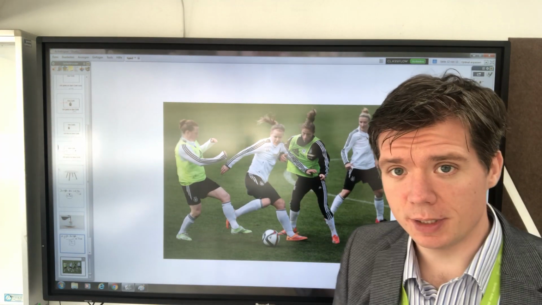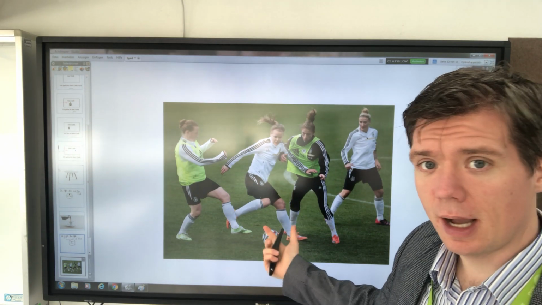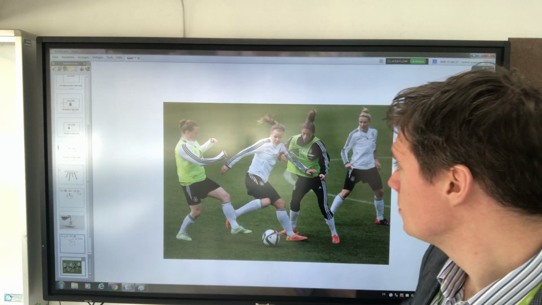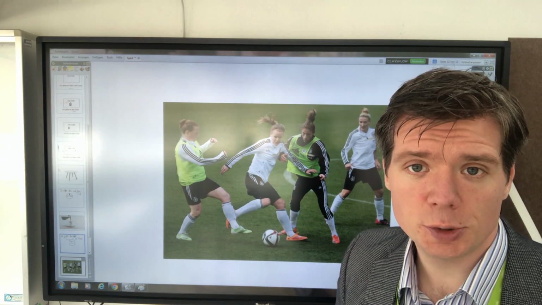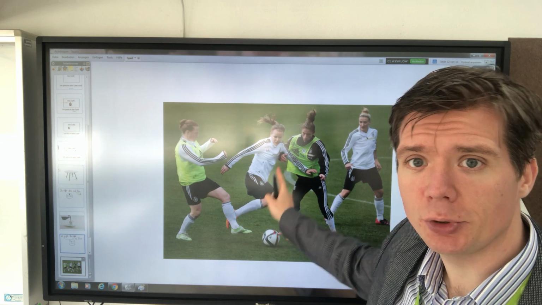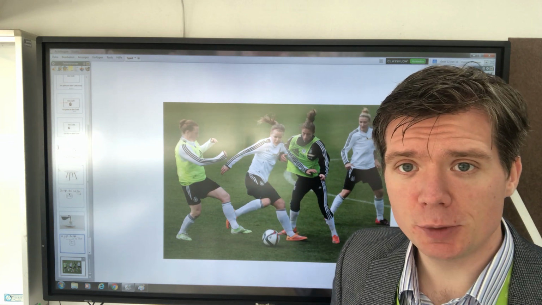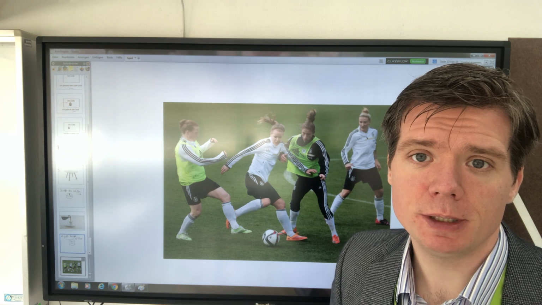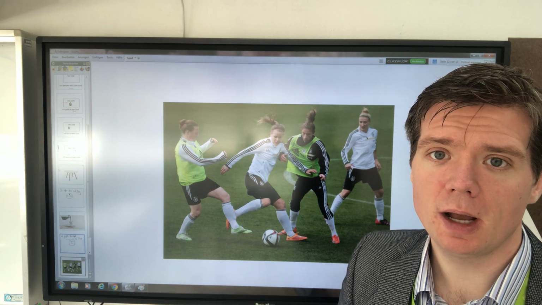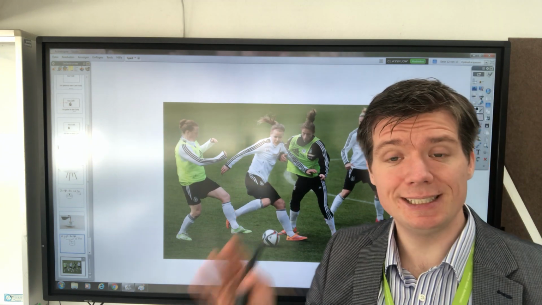How would you describe this? Accusative oder dative? So, die Frauen spielen Fußball. Ja? Das ist das deutsche Frauennationalteam. Also die Frauen spielen Fußball. So what's the question? Wo? Wo, so automatically dative.